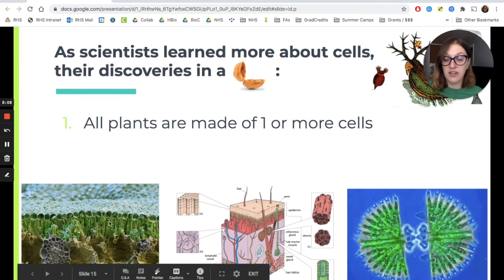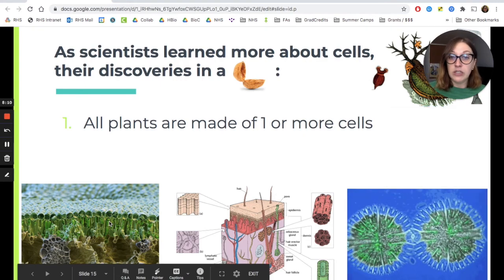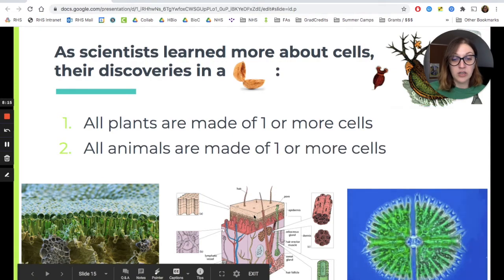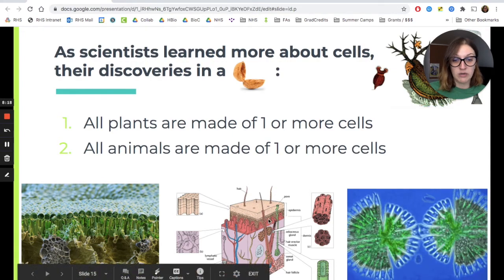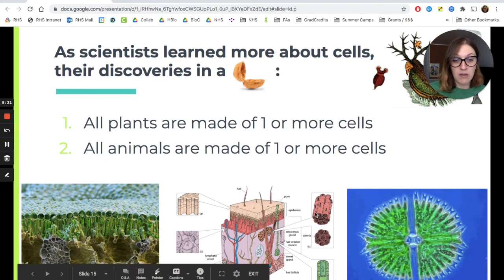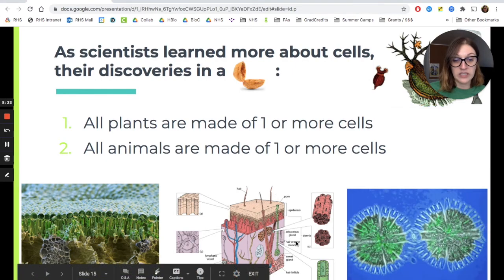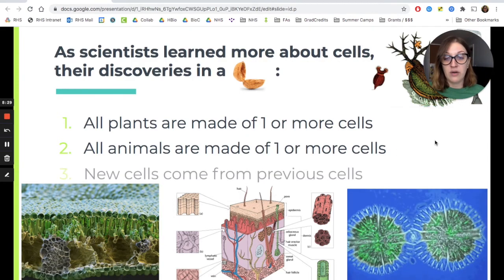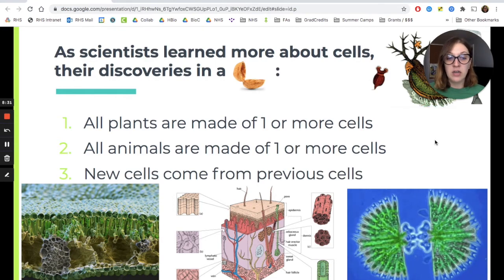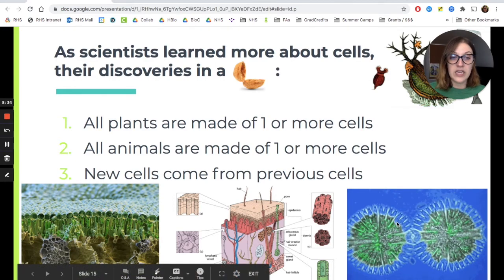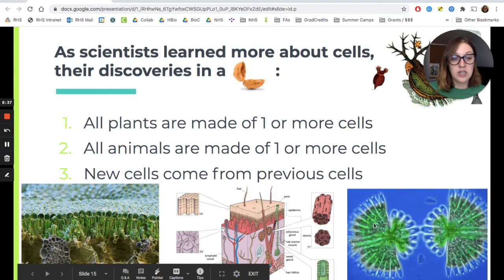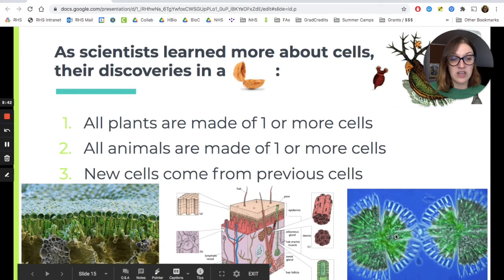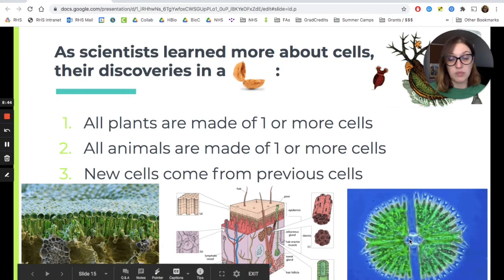Another scientist by the name of Theodor Schwann was studying animals and animal tissues, and he noticed that all animals are also made of cells. So when he looked at cross-sections of animal tissue, he noticed there were lots of different cellular structures that worked together to create the whole organism. And lastly, there was another scientist by the name of Rudolf Virchow who was studying the process of cell division. And he observed that every cell that he observed had come from a previous cell. So here we originally see one cell. You can see that this cell, I think this is a type of algae, is dividing to form two cells.